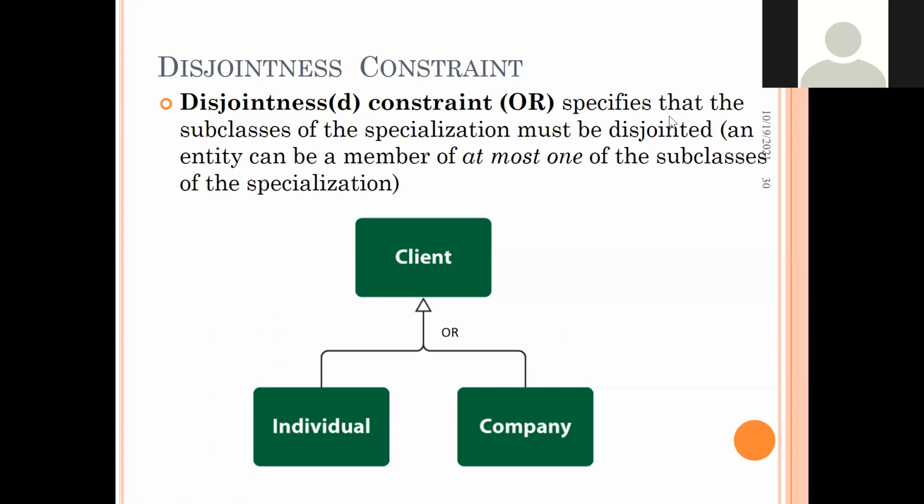We have the or constraint. So what does the or constraint mean? The or constraint specifies that the subclasses of a specialization must be disjoint. What exactly do we mean? We mean that an entity can only participate in one subclass for an or. So in this case, a client can only be an individual client or a company client, but cannot be both. Even if you had 10 subclasses down here, when you have an or constraint, it means that it can only participate in one of the subclasses. That is the disjoint constraint.